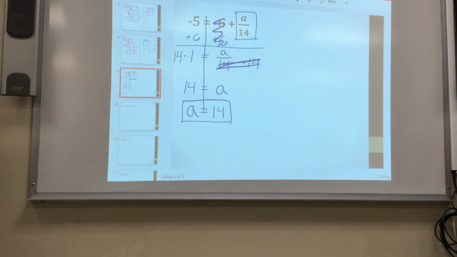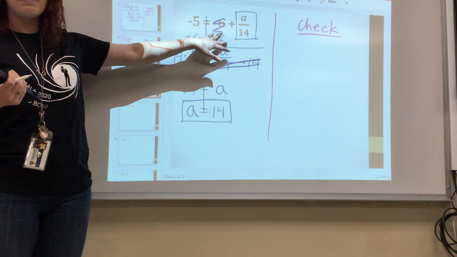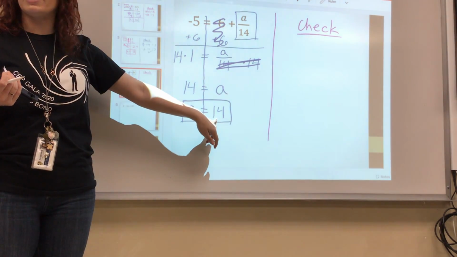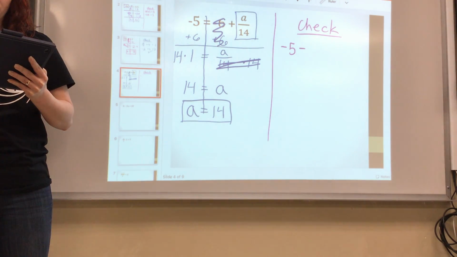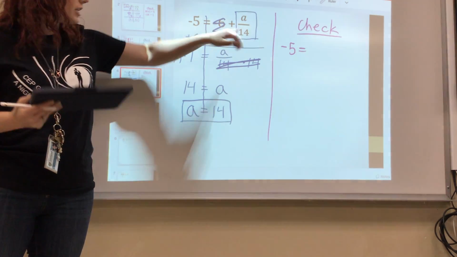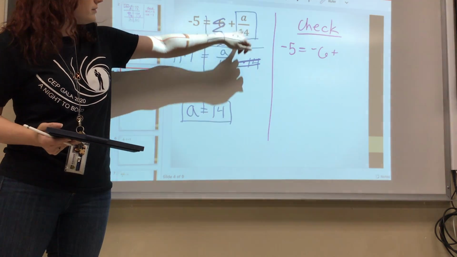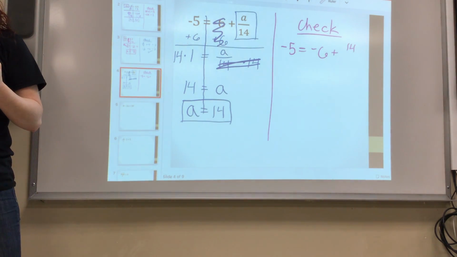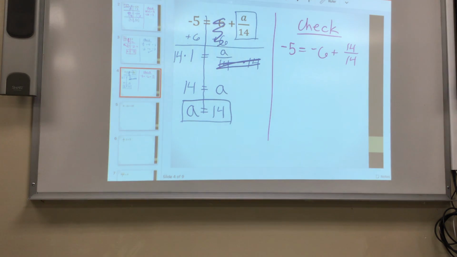Okay, so let's do a check. Mateo was asking for a reminder on how to do that check, so let's go through that part. We're going to write everything from this original equation just as it is, except in place of that A, I'm going to put a 14. So we're going to do -5 equals -6 plus, and then that division problem is going to be 14 divided by 14. Can we just put 1? You could just put 1 right away if you wanted to. The check is up to you, however you want to write it.